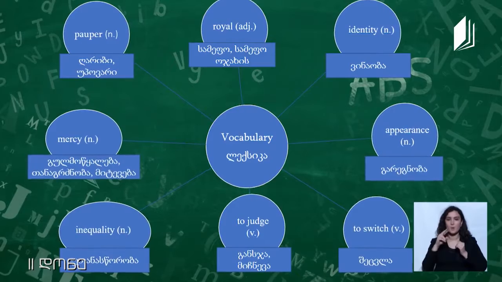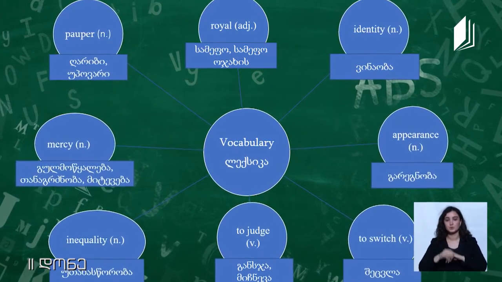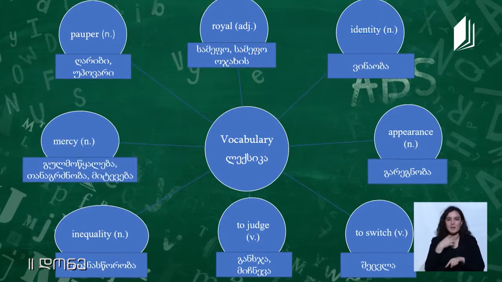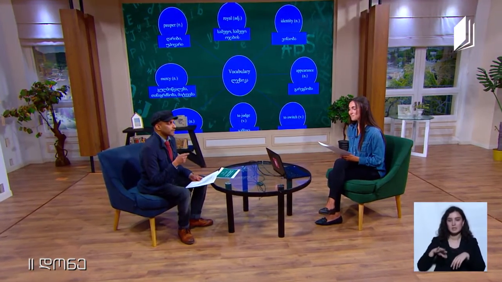So our first vocabulary word for today you will find in the title of our book. It is pauper, and a pauper is a very poor person. Our next word is royal, and it is also connected to the book title, but in a slightly different way. So a royal is a person that rules a kingdom. It could be a king or a queen, but their children are princes and princesses. So yes, the prince in our title.